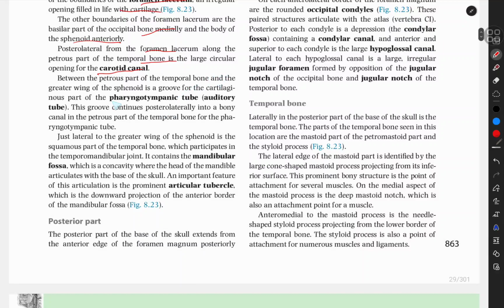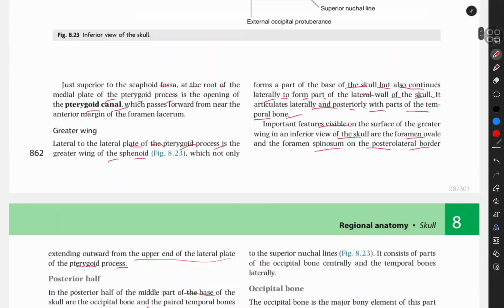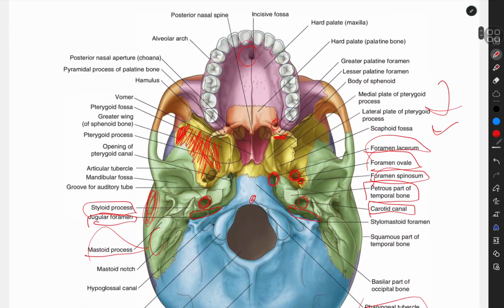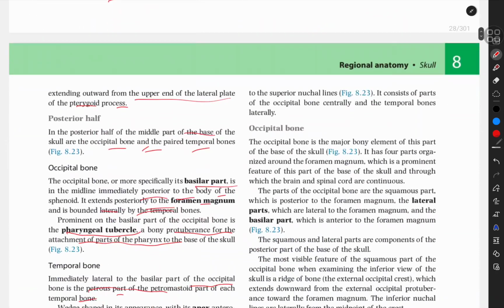Between the petrous part of the temporal bone and the greater wing of the sphenoid is a groove for the cartilaginous part of the pharyngotympanic tube, the auditory tube. This groove continues posterolaterally into a bony canal in the petrous part of the temporal bone for the pharyngotympanic tube. The groove for the auditory tube is here, anterior to the petrous part. This is the foramen lacerum. This is the petrous part of the temporal bone, and here is the groove for the auditory tube.